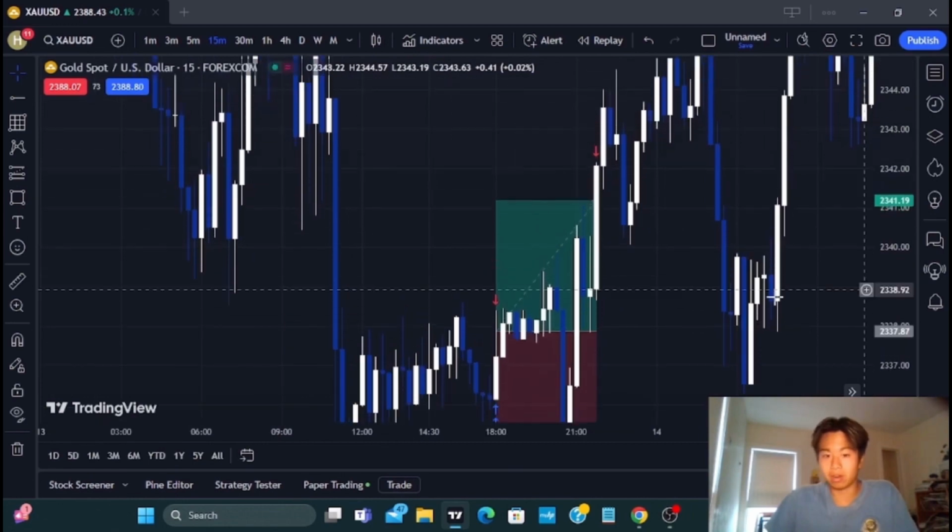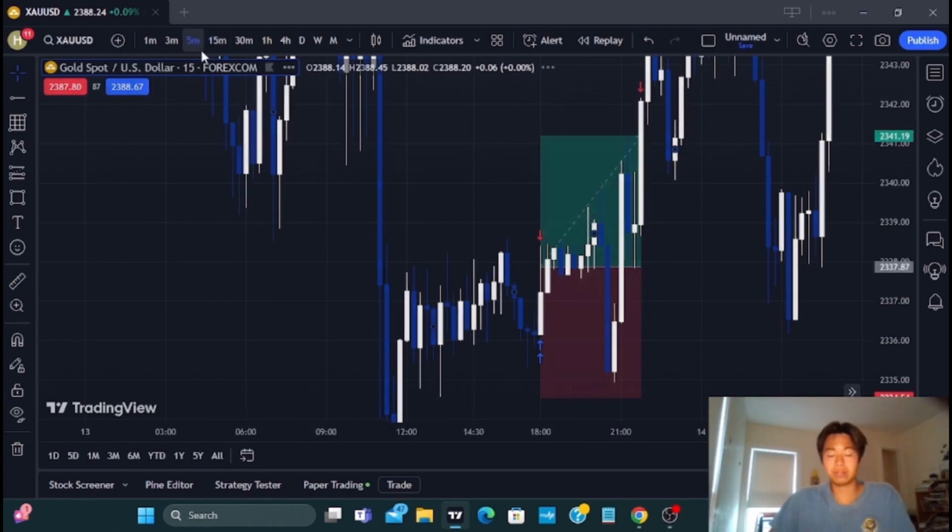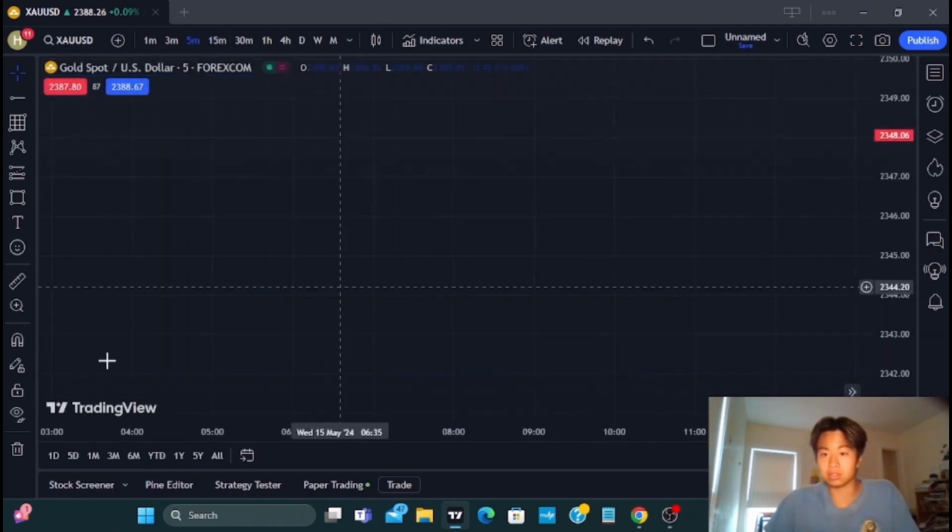It manipulated all the way till 4:45. So I expected price to distribute right after 4:45, which is the ICT power of 3. And if we scale down to the 5-minute chart.